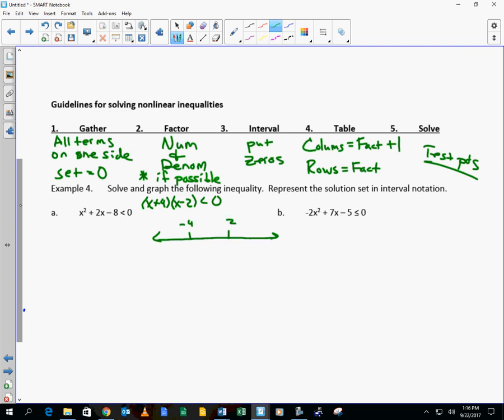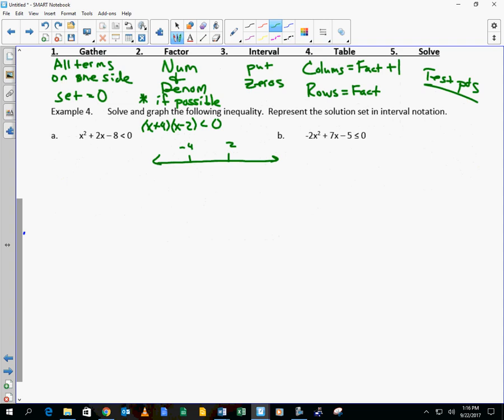I actually put the zeros on top instead of underneath. I'll show you. Got the interval with the zeros. Now I make the table. The table's going to have how many columns? How many factors are there? So how many columns will I have? 3. And if I just drop my lines down for my zeros, I've got 3 columns. How many rows will I have? 2. And I put my factors on the outside.